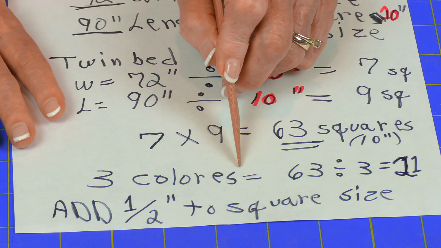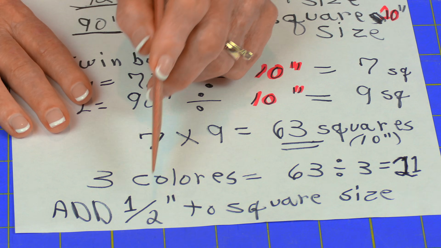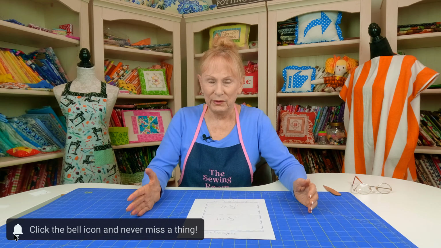Before you cut the squares, add 1/2 inch. So my squares, I want to cut 10 inches plus 1/2 inch, so the squares will be cut 10.5 inches each. Now this is how much fabric you need to buy to cut out those squares and cover the size of that quilt.